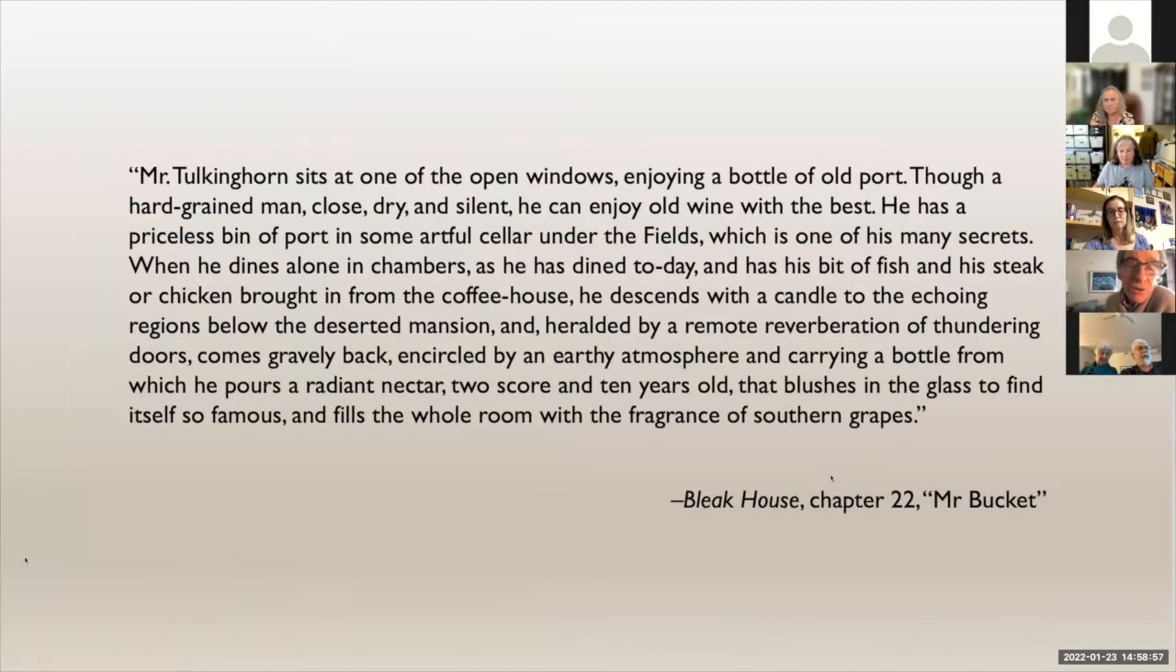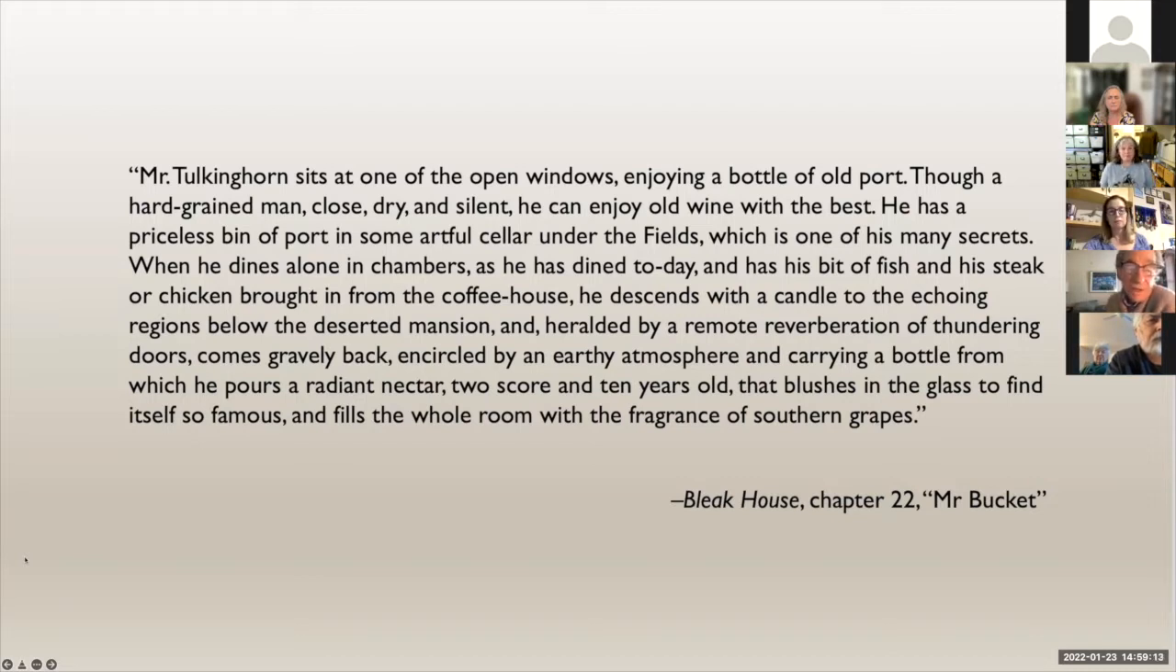So Courtney, could you please show the second passage that I asked? And this is my way of getting at the question, or another way of getting at the question, of allegory in the novel. So this is a passage from chapter 22 entitled Mr. Bucket, and I'll simply read it.